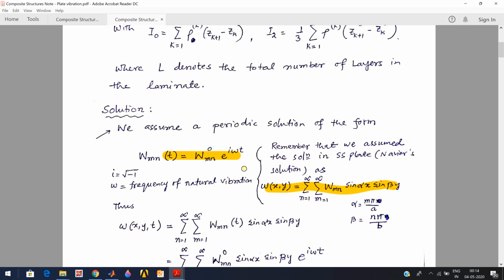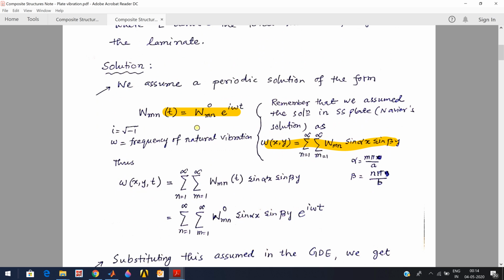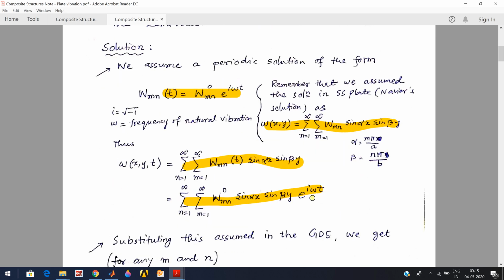Altogether we can say that this is the transverse deflection, which is described in a double Fourier sine series. And here this omega is the natural frequency of the plate. So just make a note that this is omega, whereas this is actually the deflection W, which is now a function of x, y, and time t.